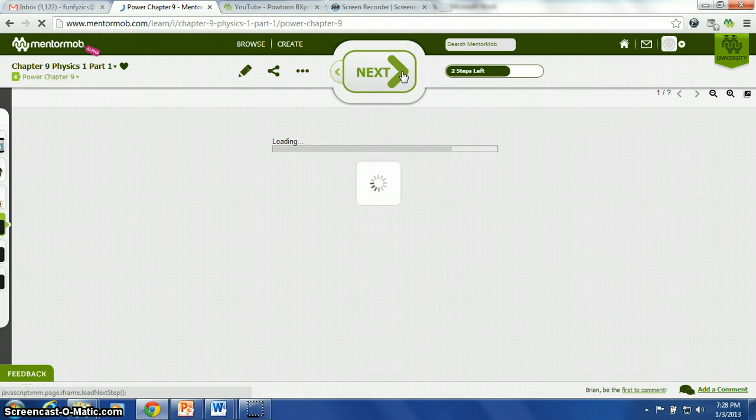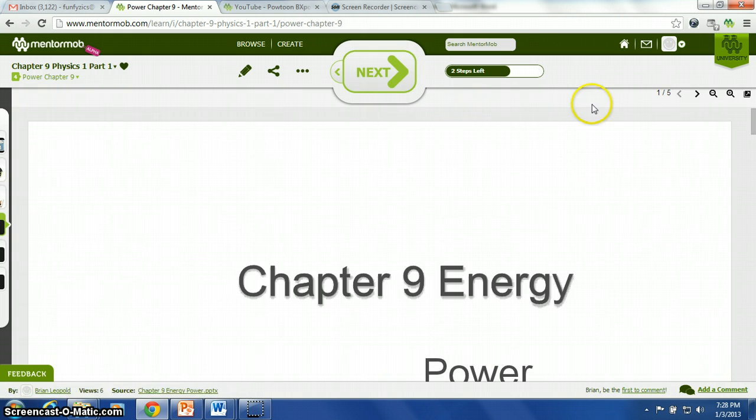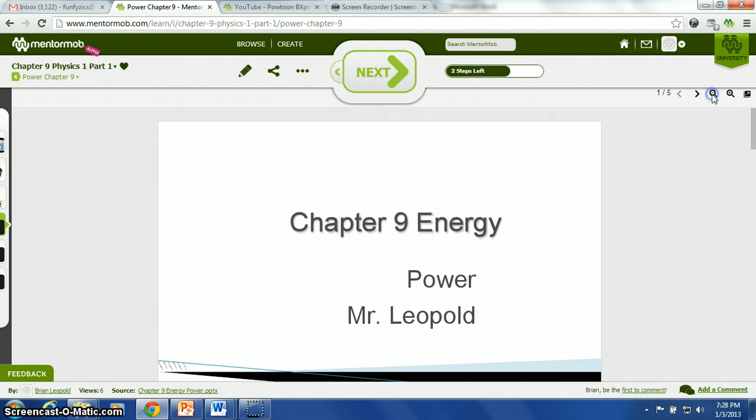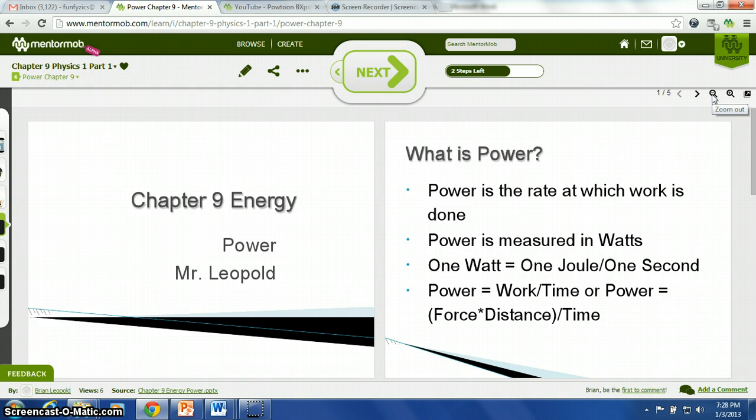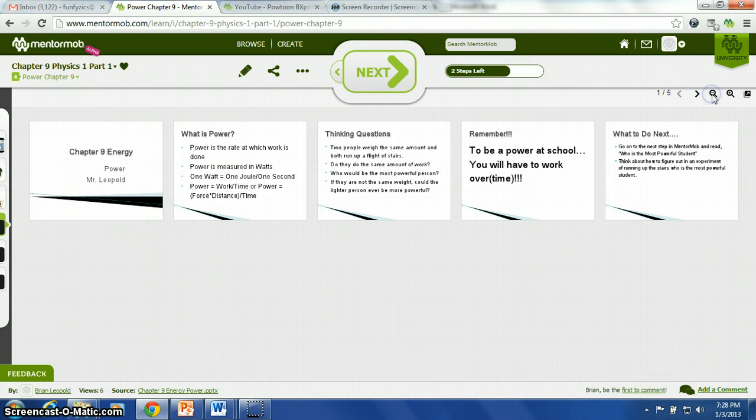Next little slide is going to tell us about the next section, which is power. You can navigate through these slides. If you want to make them smaller so you can see them all at once, I'm clicking on this zoom out button, and there are all the slides. And it tells me what power is. Power is the rate at which work is done. Power is measured in watts. 1 watt equals 1 joule per second. Power is work divided by time, or if I just substitute what work is, force times distance divided by time.